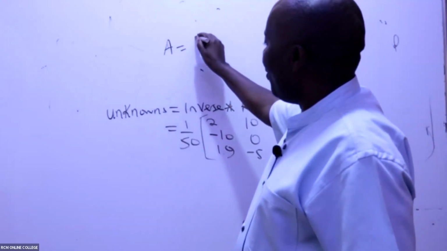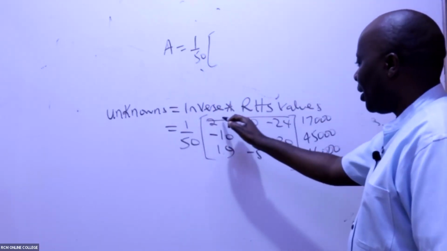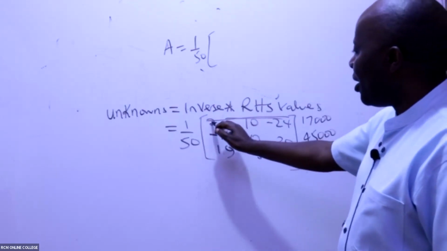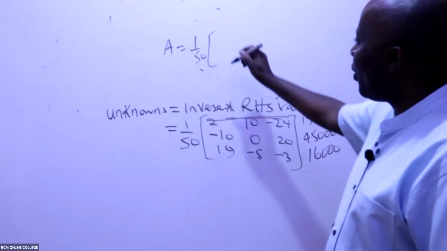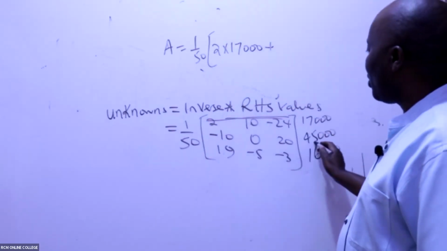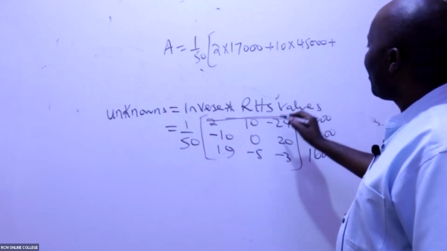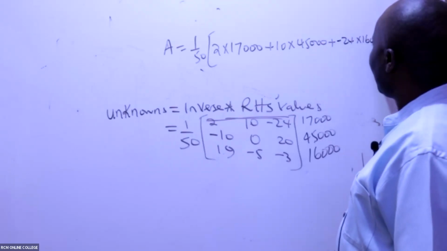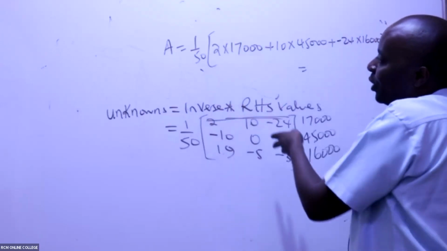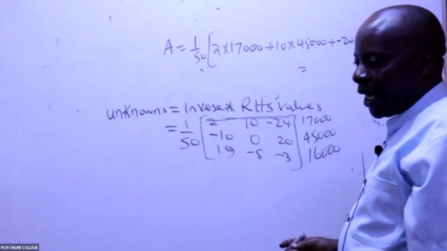So A will be 1 over 50 into, and remember in multiplication it is Roman Catholic, row times column. So the first one will be 2 times 17,000, plus 10 times 45,000, plus minus 24 times 16,000. First get what's inside the brackets, and then whatever you get, you divide by 50. What answer do we have?